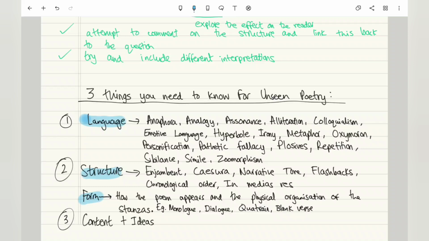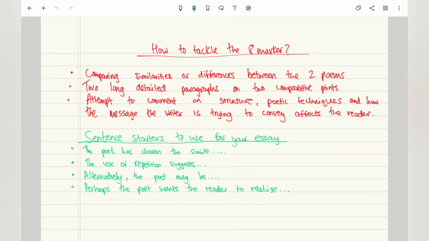And the final one is our content and ideas, number 3. So how are the ideas expressed? And what is the content about exactly? So the explicit and the implicit. So what are the obvious things that are highlighted and the not so obvious things that are also highlighted? So these are the 3 things you need to remember for unseen poetry: language, structure plus form, and finally content and ideas.